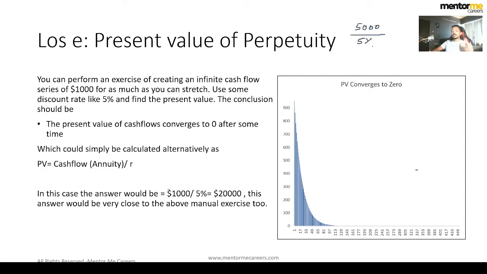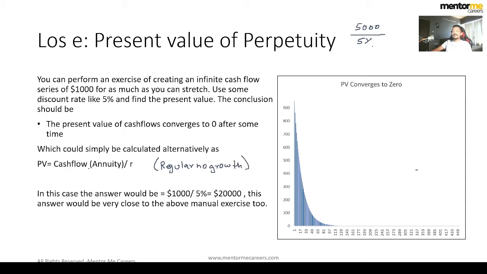This actually forms, you can say, a foundation for the Gordon growth model, in which in this case we are talking about a regular non-growth cash flow. There's no growth. A non-growth cash flow is approximated using this.